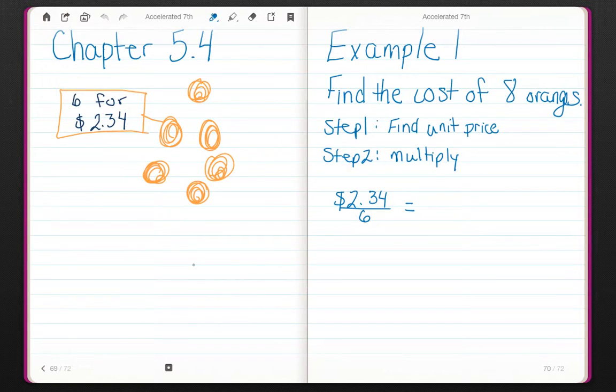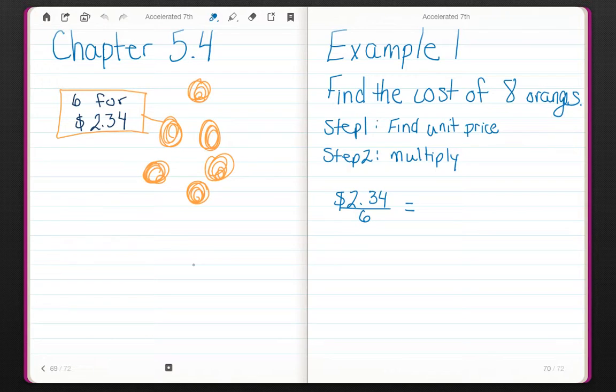Chapter 5.4, Solving Proportions. Today we're going to learn how to solve proportions using unit rates, mental math, and cross products. While most of you will probably prefer one way versus another, it's still important that you understand how all three methods work because sometimes we use them for different things at different times.